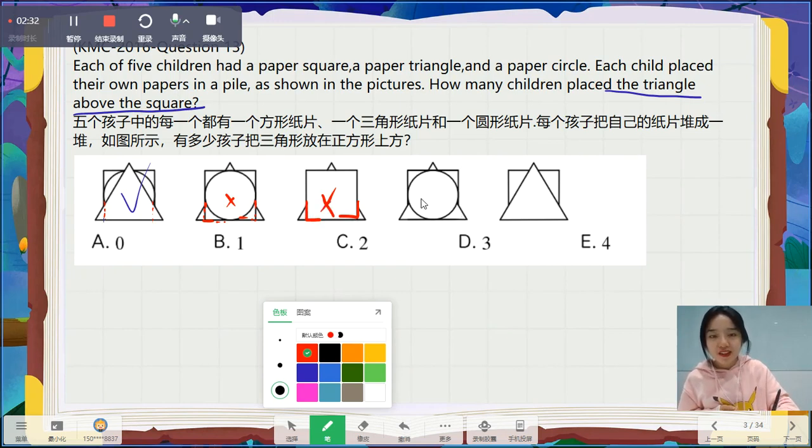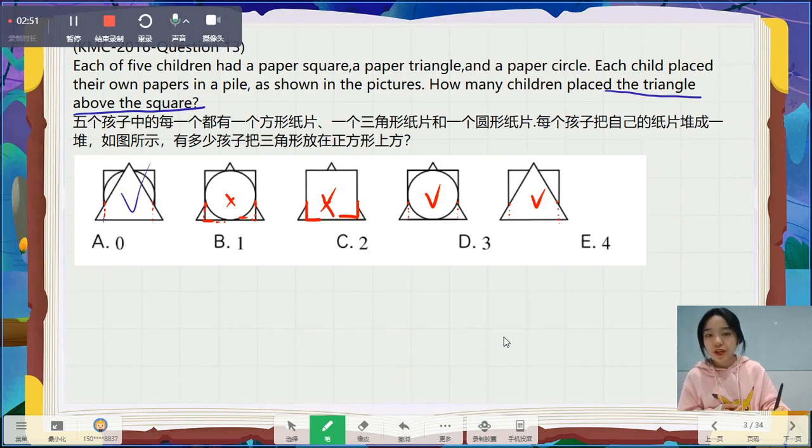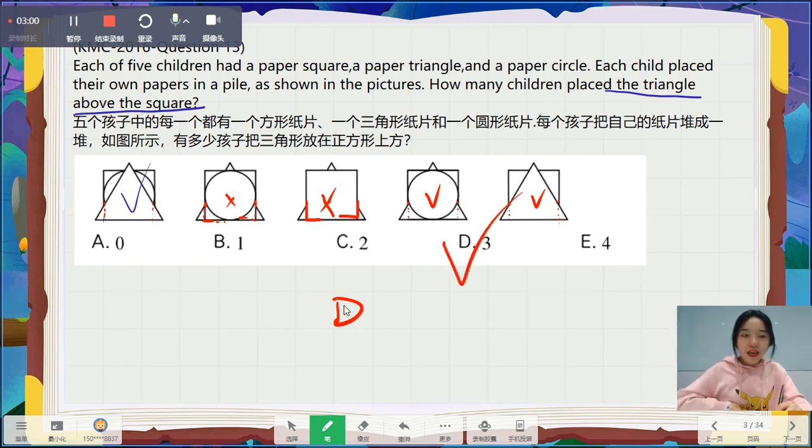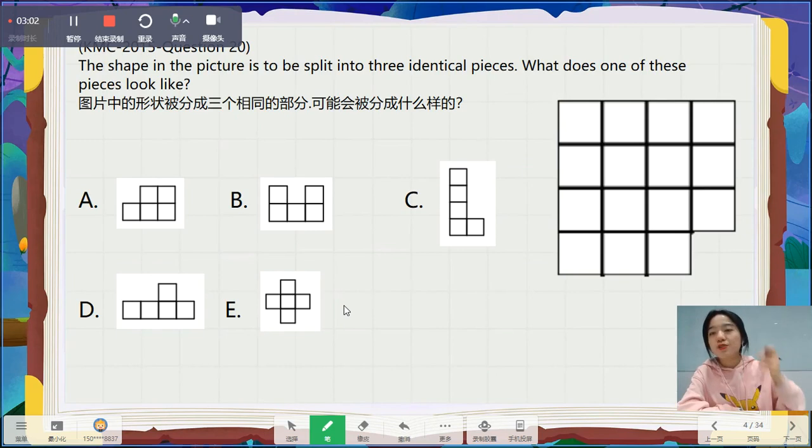Let's see the fourth one. We can't see the 2 bottom corners of the square, so that means the triangle is on top. And the last one, the same reason. We can't see the 2 bottom corners of the square. That means the triangle is on top. So here we give 3 shapes a tick. There are 3 shapes that satisfy our requirement. Let's choose D.